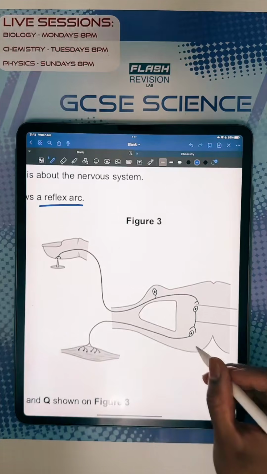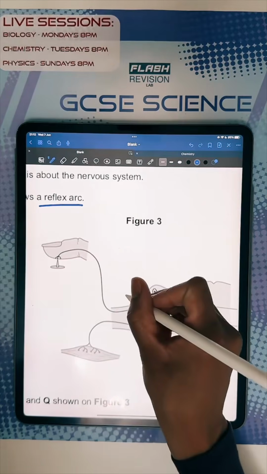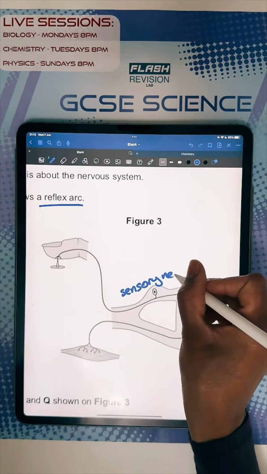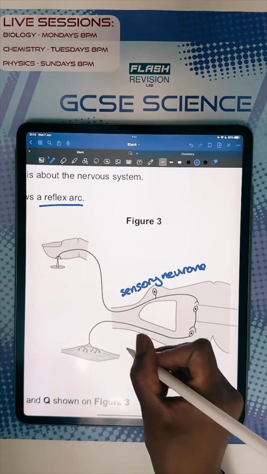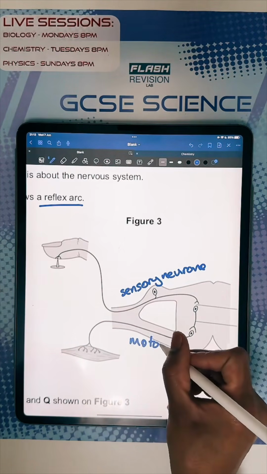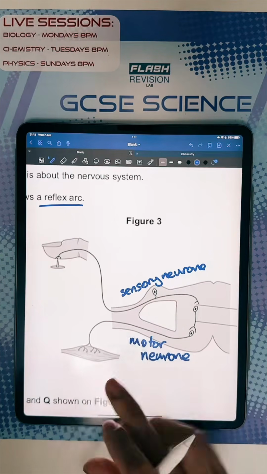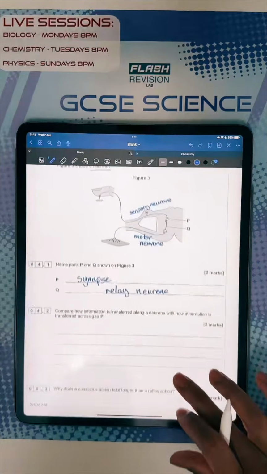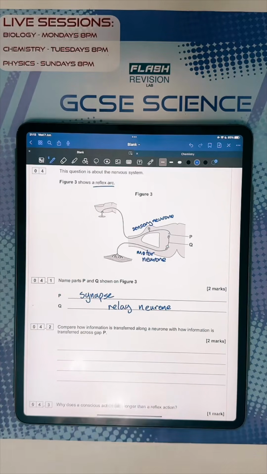So that means this one here, the top one and the bottom one, the top one must be the sensory neuron because that's going from the receptor, and the bottom one must be the motor neuron because it's going to the muscle, it seems like. Compare how information is transferred along the neuron with how information is transferred across the gap P.